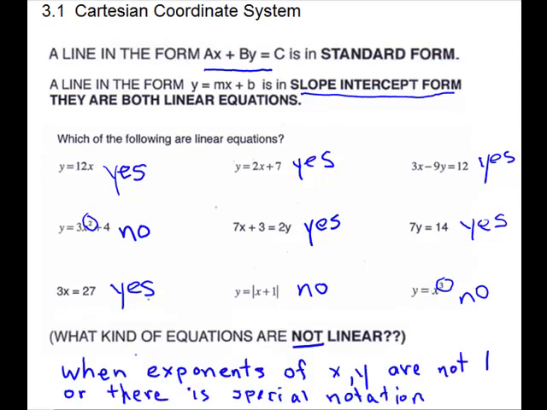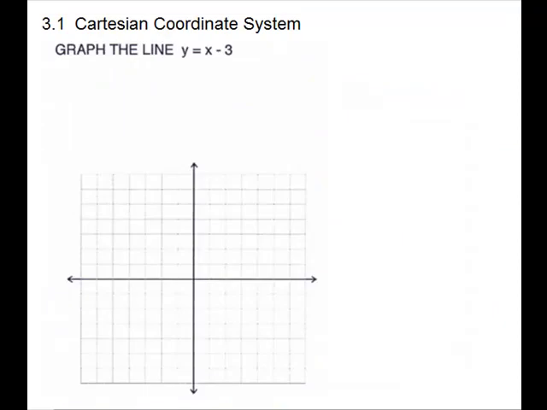For our next question, what kind of equations are not linear? It is when the exponents of the x and y are not 1, or there is special notation such as the absolute value. Then those will not be linear. There are 3 techniques to graph lines. We can use a method called point plotting or a t-chart. We can use intercepts, which are special points which plug in zeros, or we can use slope in 1 point. When you know slope in 1 point, that is actually the fastest way for most graphs. But for our first couple, we will do point plotting.